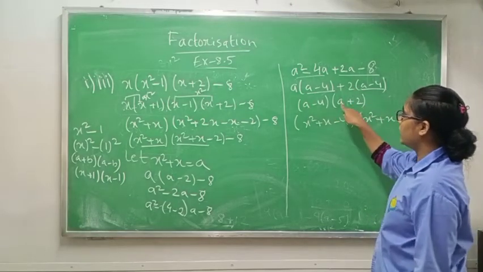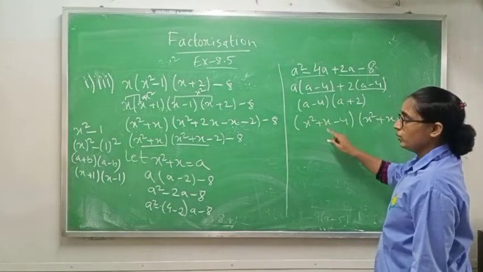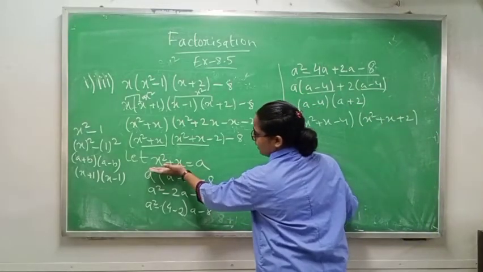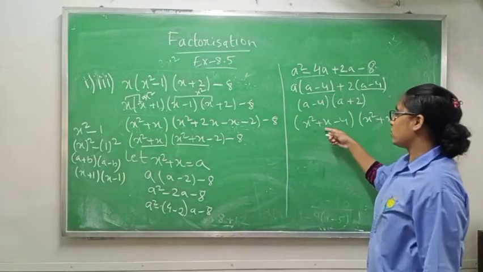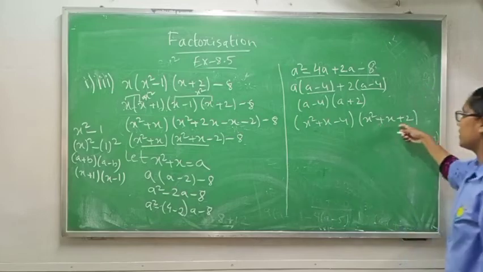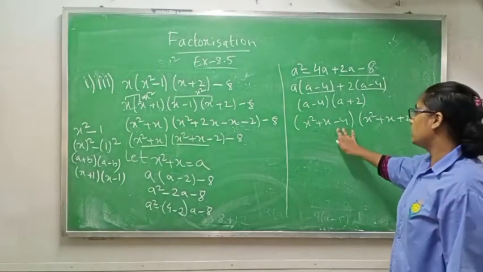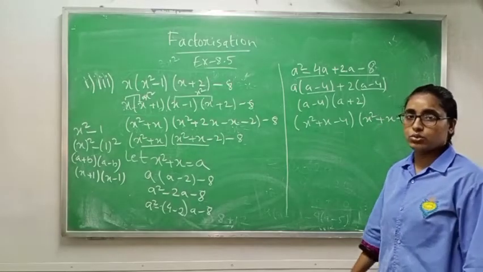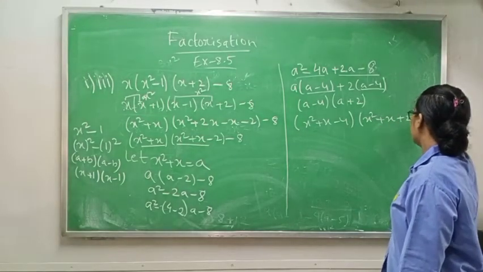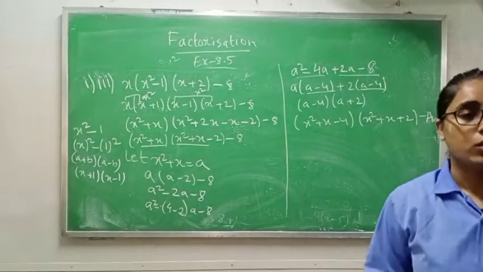Okay, now in place of a you have to put actual value which you let here, x square plus x. So x square plus x minus 4, x square plus x plus 1. Now if you want to do middle term factor, it is not possible to do middle term factor of these two. That is why this is your answer. Okay, copy this one.